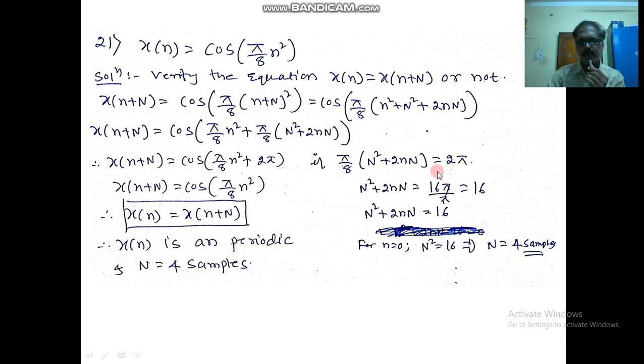Then what is the fundamental period? I have to find the fundamental period using the condition I already substituted. Pi by 8 into (capital N square plus 2n capital N) equals 2 pi. Therefore, capital N square plus 2n capital N equals 16 pi divided by pi; pi gets cancelled, equals 16. So we have the equation capital N square plus 2n capital N equals 16. Now I have to find the value of capital N. By putting small n equal to 0, I get capital N square equals 16, capital N equals 4 samples. So the given signal is periodic and its fundamental period is 4 samples.